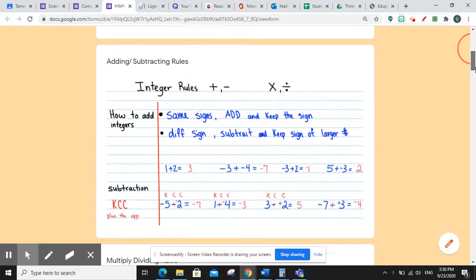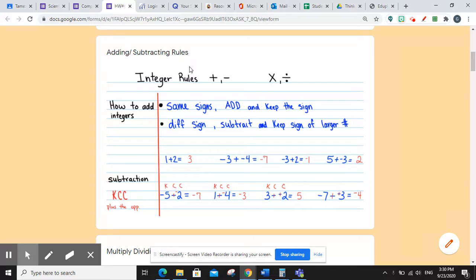So again, we have notes here. Remember the adding and subtracting rules: if you have the same signs, you add and keep the sign. If you have different signs, you subtract and keep the sign of the larger number. Okay, that's for adding and subtracting. And then there are some examples here.